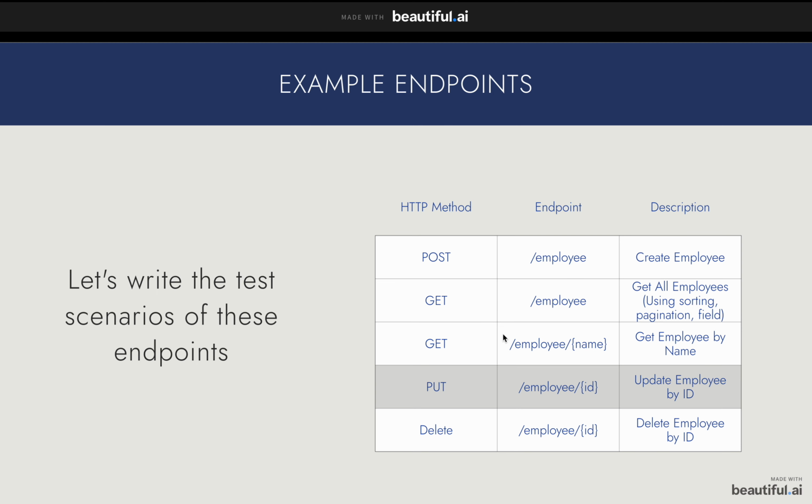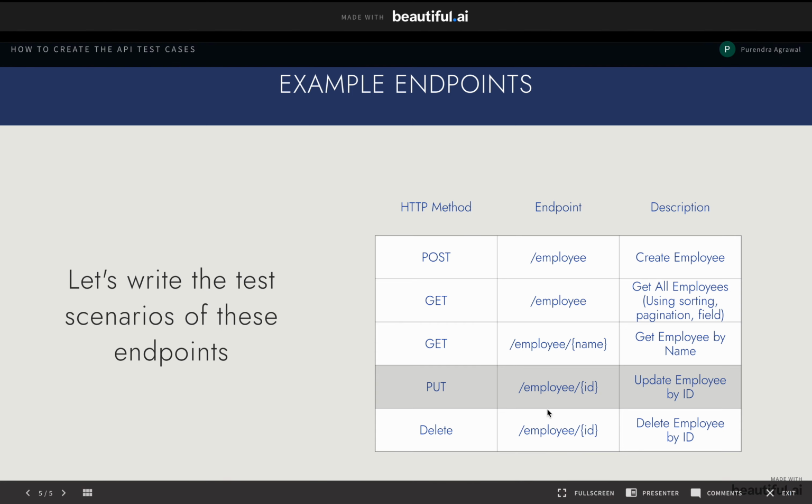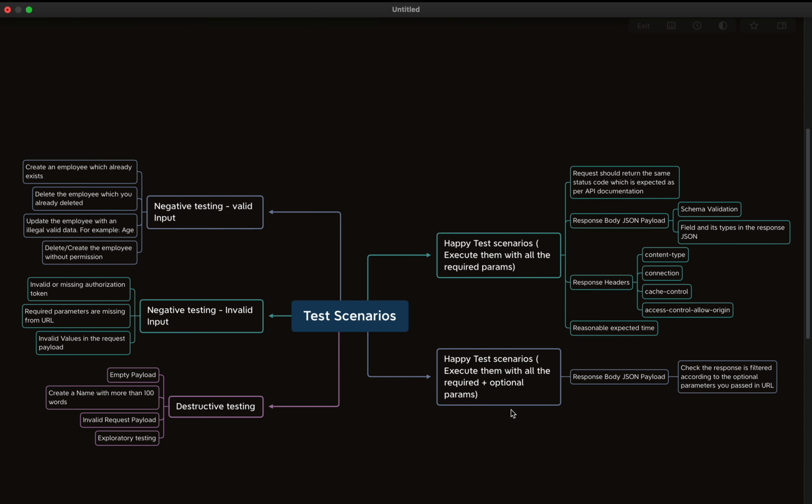Then you have to get the employee by name, and then you have to update the employee by ID, and then you have to delete the employee by ID. So these are the P0 scenarios, or smoke scenarios, which we have to perform whenever you get an API for testing.